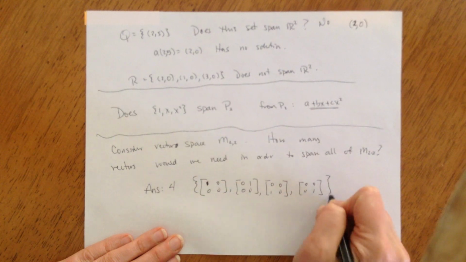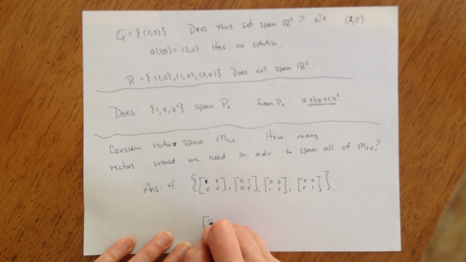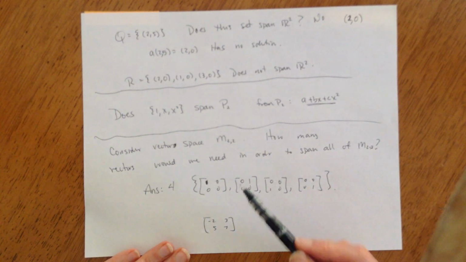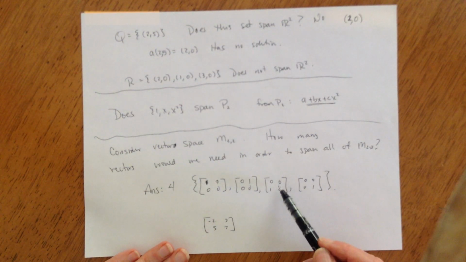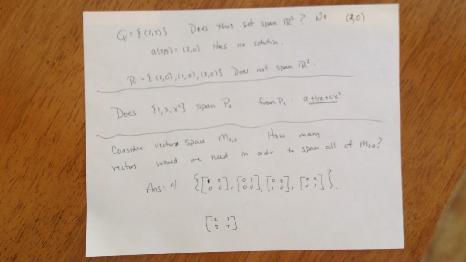So certainly this set would span all of the vector space that contains the 2 by 2 matrices, because any matrix that I wanted from that, say I wanted to build the matrix (-2, 3, 5, 7), so this is a vector from this vector space, I'd take -2 times that, plus 3 times that, plus 5 times that, plus 7 times that.